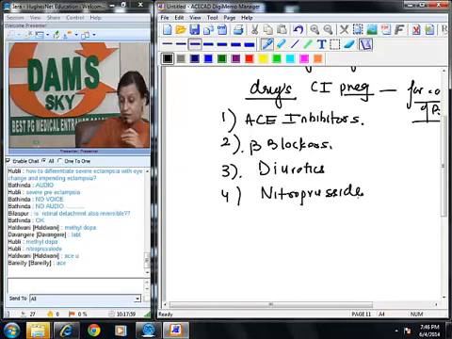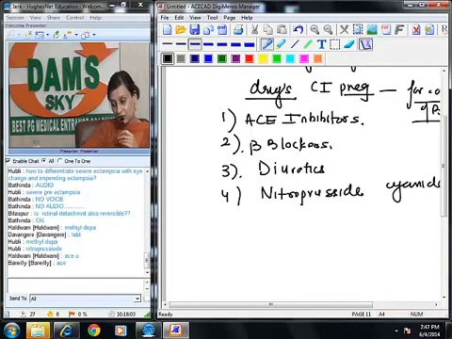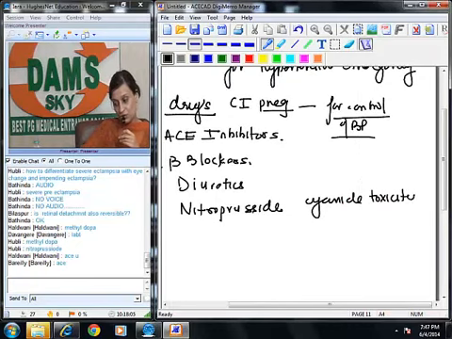Nitroprusside is contraindicated because it produces cyanide toxicity. So nitroprusside is also one of the contraindicated drugs in pregnancy, right?